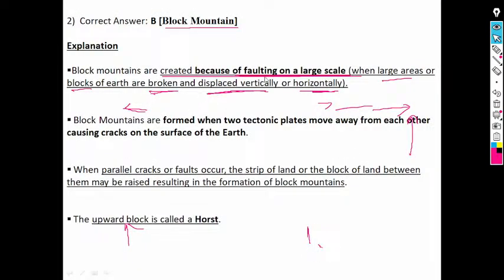Here, block mountains are created because of faulting on a large scale, where large areas or blocks of earth are broken and displaced vertically or horizontally. Block mountains are formed when two tectonic plates move away from each other, causing cracks on the surface of the earth.